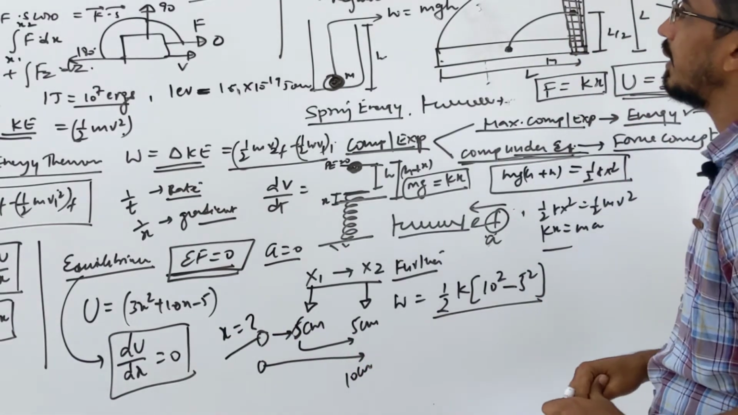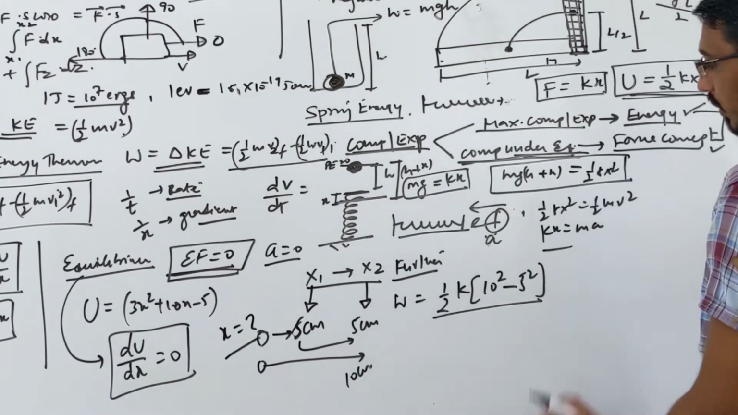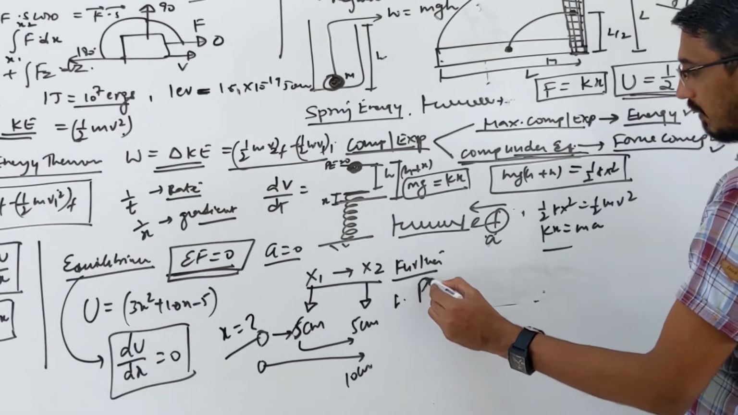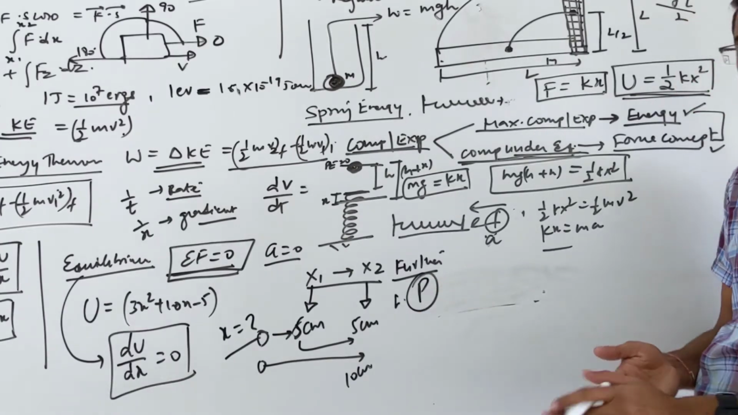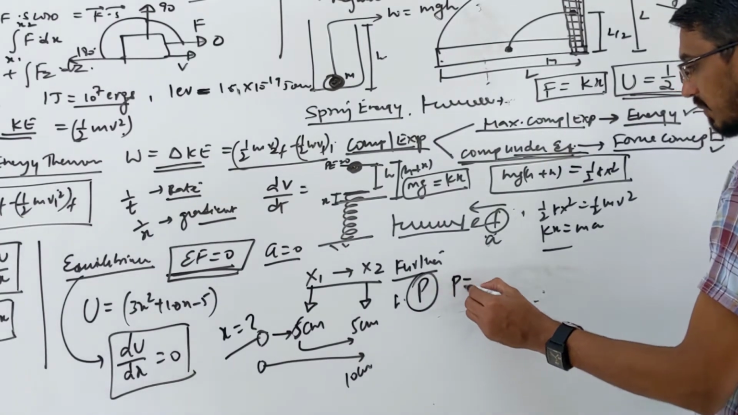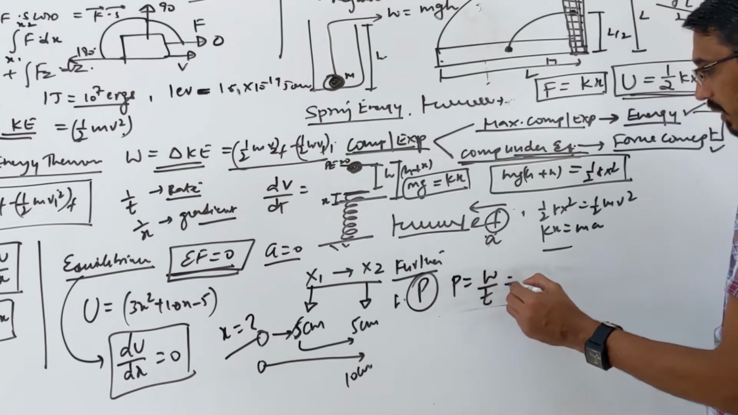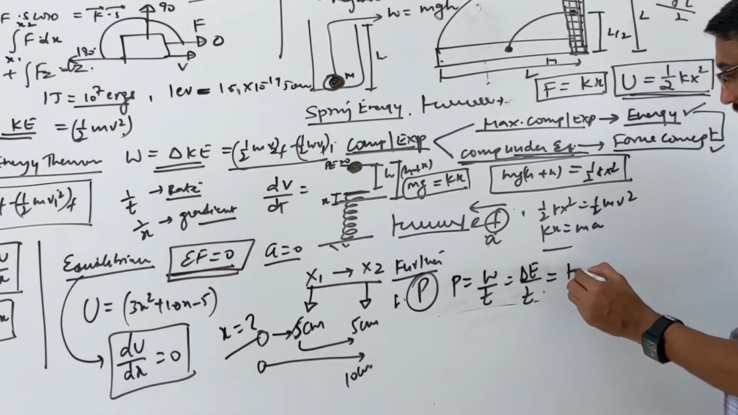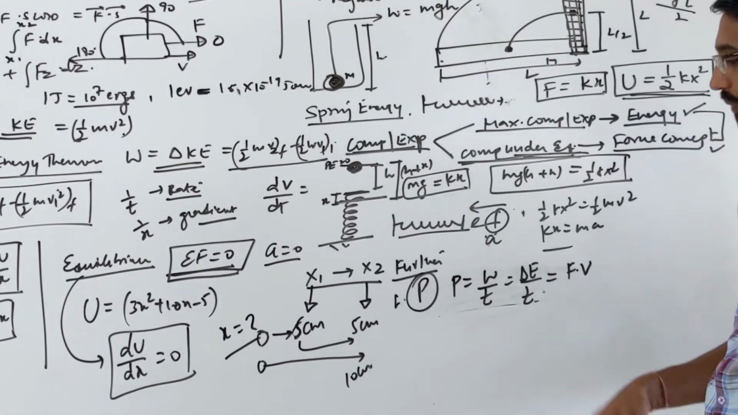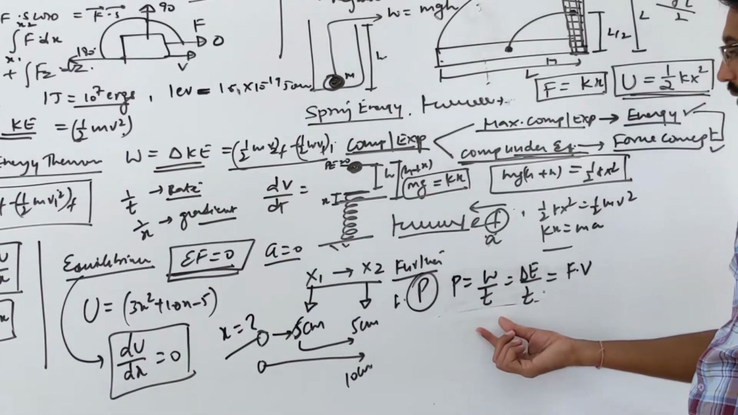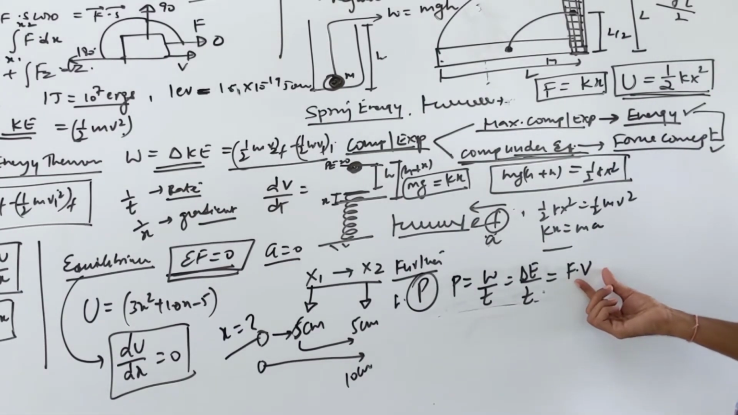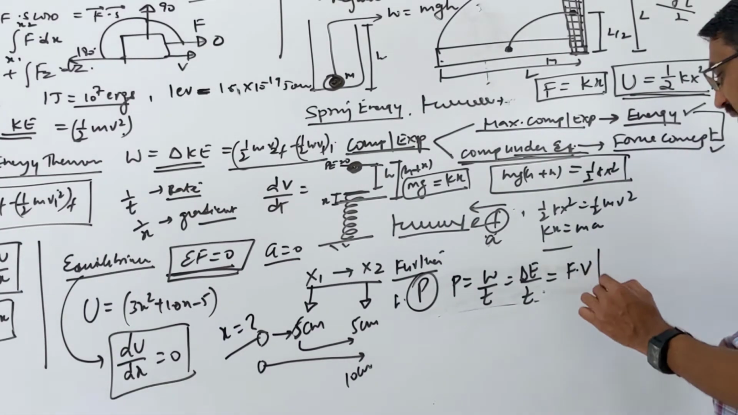Apart from this, the last topic you have learned is power. Power questions are direct questions, always direct, no confusion at all. Power is work by time. You can say change in energy by time. This is a general formula. Or you can also say force into velocity. Power is the rate of doing work, or the rate of change of energy. And force into velocity also becomes power. These are the general formulas we use.